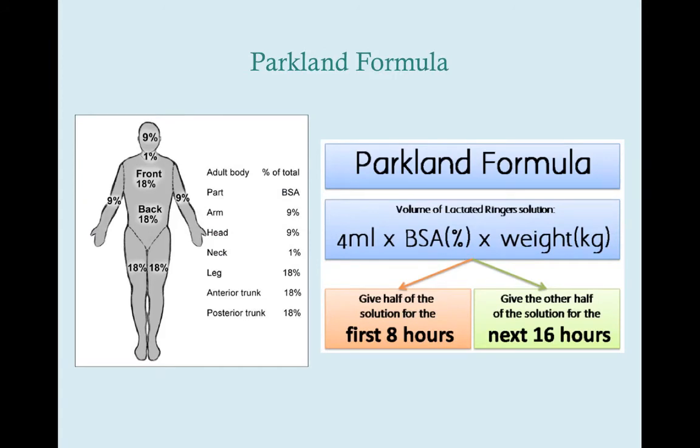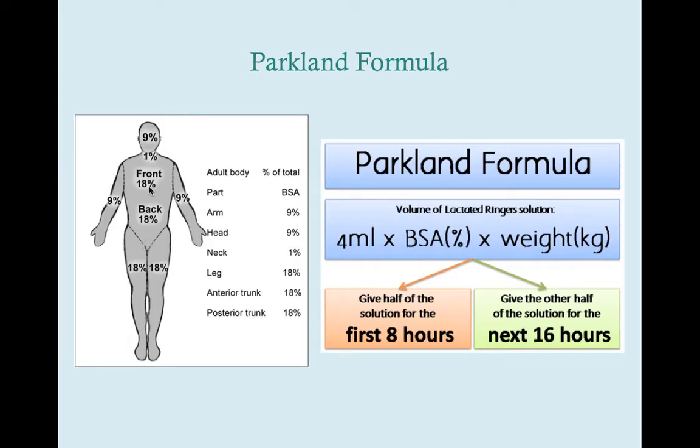So for the Parkland formula, we use the rule of nines. So just remember the head and the arms are 9. And then your trunk is 18, which is 2 times 9. And your back is 18. And then your leg, on the front and on the back, is 18 on both legs. So your trunk and each leg are all the same.